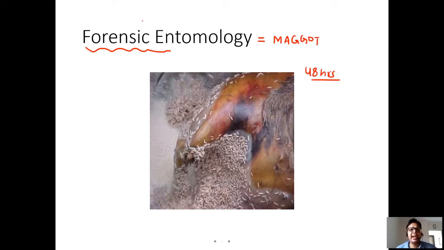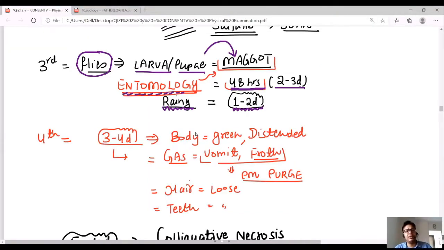Anyway, sir, today I am dictating the notes. Sir, I have some injury on my finger, there is a little swelling, but still I'm dictating and revising everything. Okay. So the study of maggots is known as entomology. This question comes in exam. After 48 hours, you will see the maggots.